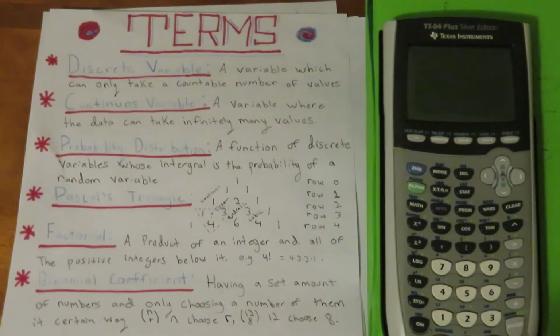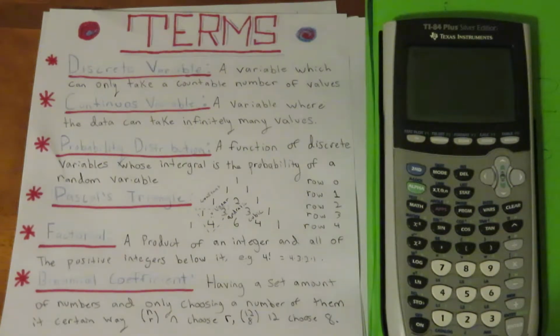The first term I'm going to review is discrete variable, and this is a variable which can only take a countable number of values. Next is a continuous variable, and this is a variable where the data can take infinitely many values. The next is probability distribution, and this is a function of a discrete variable whose integral is the probability of a random variable.